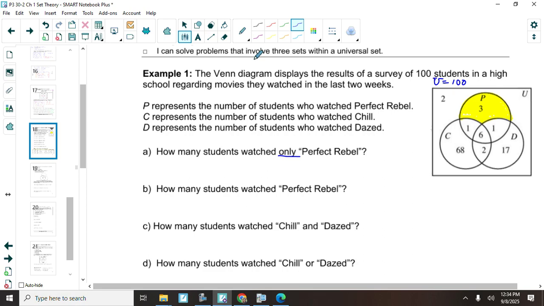And again, word sentences, word answers, like sentence answers. So instead of just writing 3, get in the habit of writing, 3 students watched Perfect Rebel.